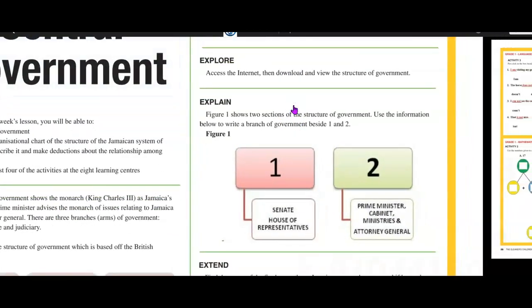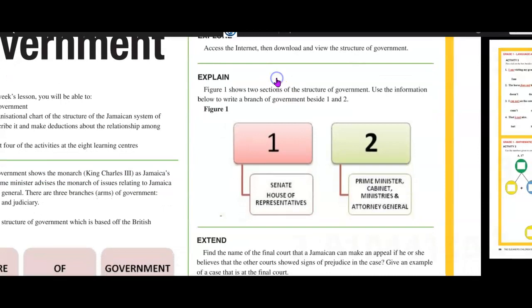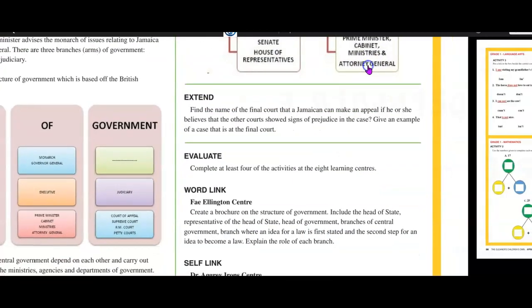Explore. Access the internet, then download and view the structure of government, right? And in this particular form of government, it's democratic, okay? Figure 1 shows 2 sections of the structure of government. Use the information below to write a branch of government beside 1 and 2. So we have the Senate and we have the House of Representatives. So this branch or arm would be the legislative or legislature. 2, we have the Prime Minister, Cabinet, and Ministers, and the Cabinet Ministers and the Attorney General, and this would be the executive arm.